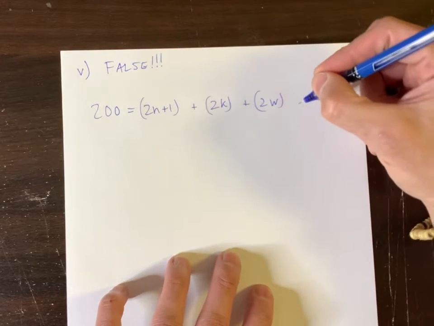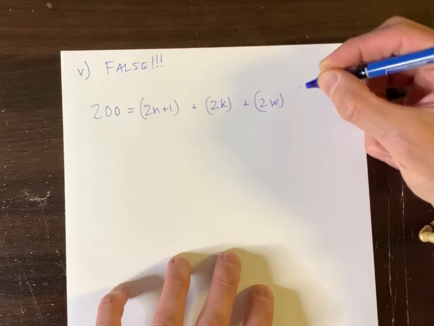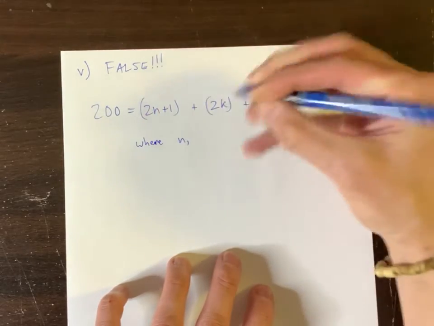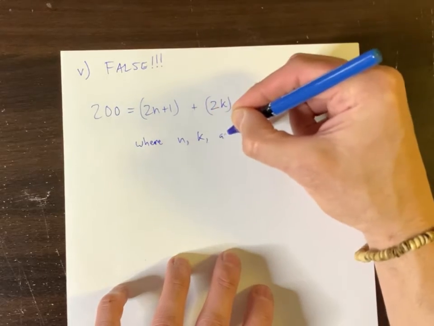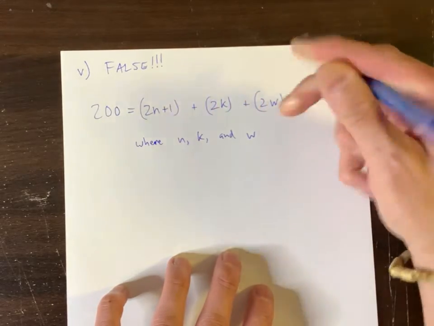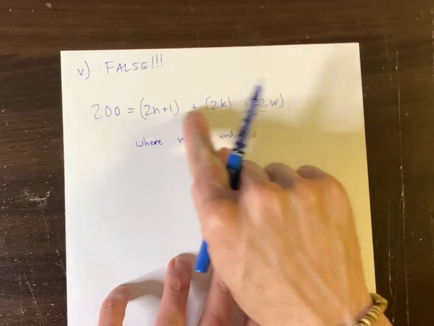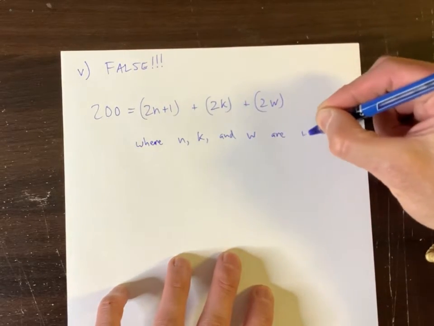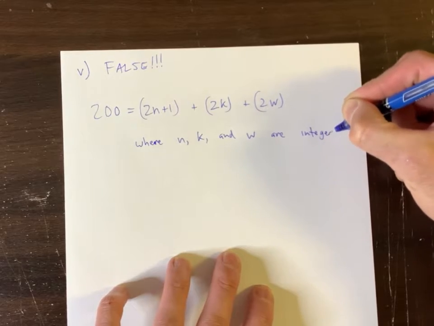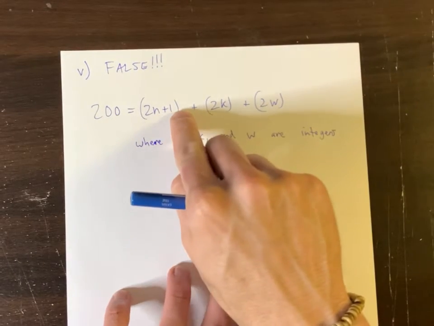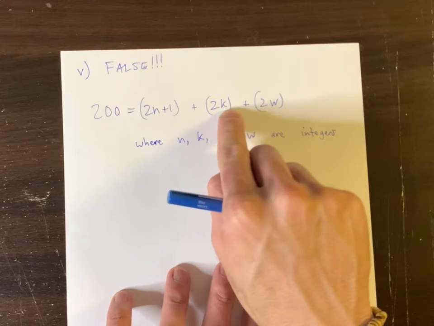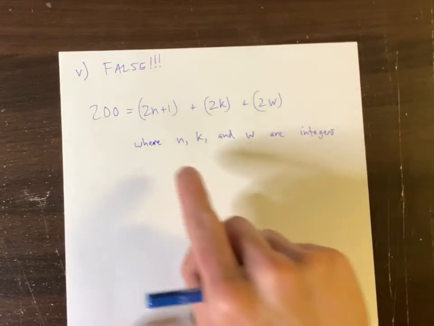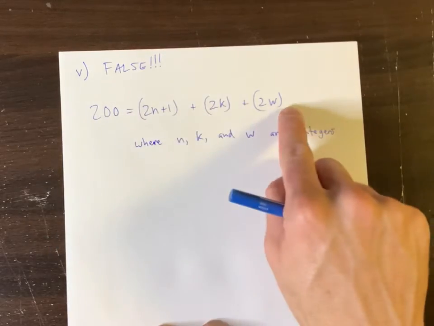We have to tell the reader what n, k, and w are. What kind of animals are these? n, k, and w are integers. That's the definition of an odd number, 2n plus 1 where n is an integer, and 2k is an even number where k is an integer. w is an integer, 2w even. So they're saying that this can work, but I'm saying it's a lie.